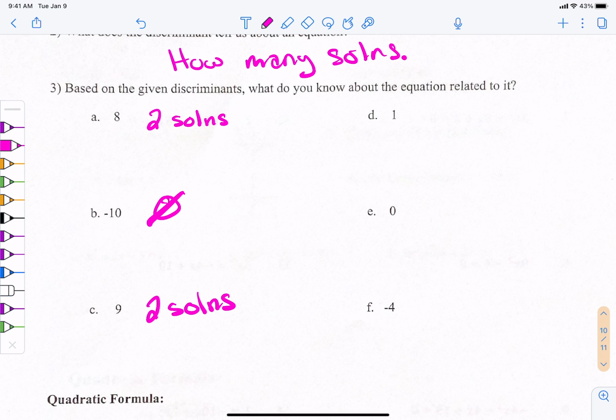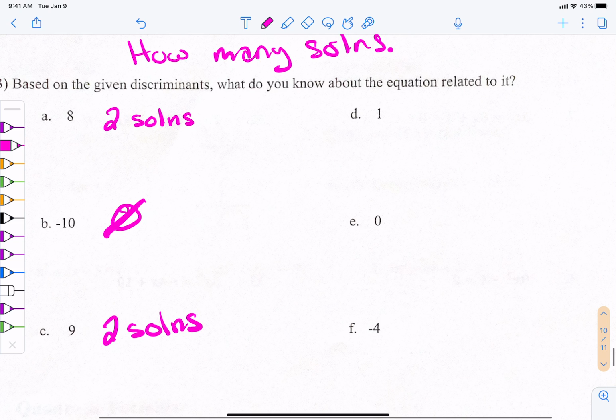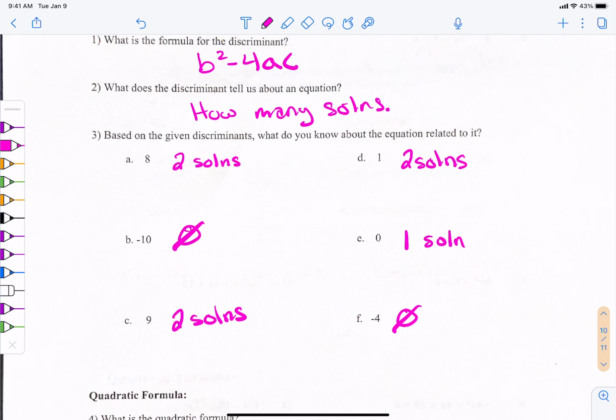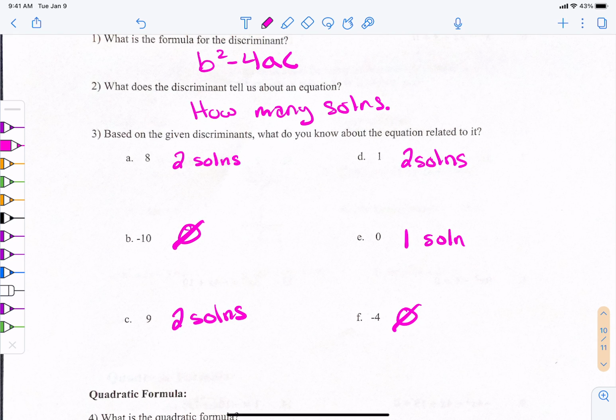D, if your discriminant is 1, how many solutions? 2 solutions. What if your discriminant is 0? 1 solution. What if your discriminant is negative 4? No solutions, right? That was really fast. Okay, that's what your discriminants are.